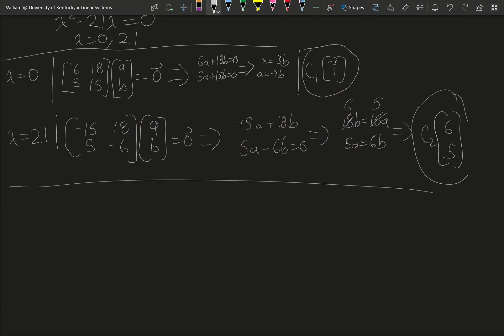All right, now I just write down the final answer. Note here that I have an eigenvalue of 0, which means that e to the 0t is part of my solution. That's just a 1 though, so I'm not even going to write that. I'm just going to write c1 negative 3, 1 plus e to the 21t c2 and then 6, 5.